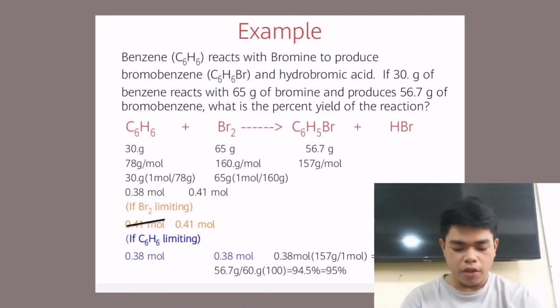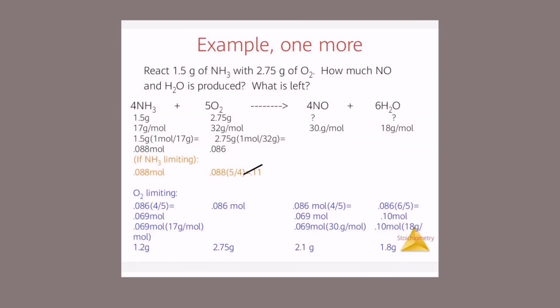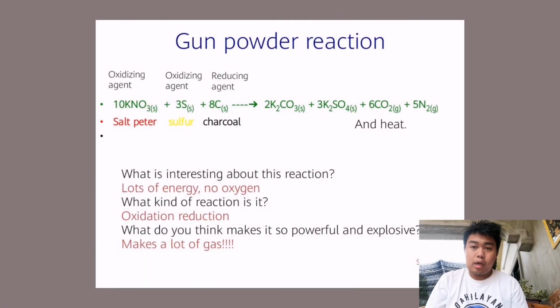A reaction of ethane plus bromine, producing bromoethane plus hydrogen bromide. Gunpowder reaction. What is interesting about this reaction? Lots of energy, no oxygen. What kind of reaction is it? Oxidation-reduction. What do you think makes it that powerful and explosive? It makes a lot of gases.